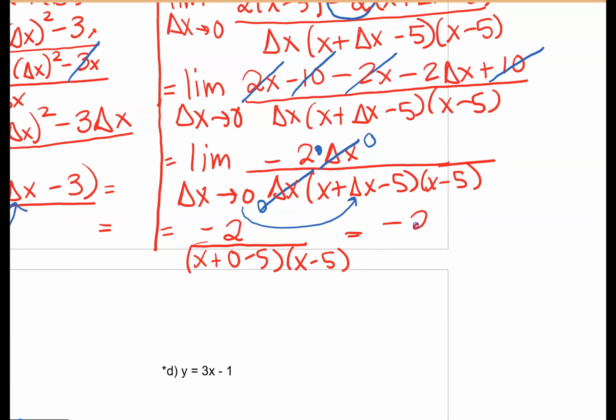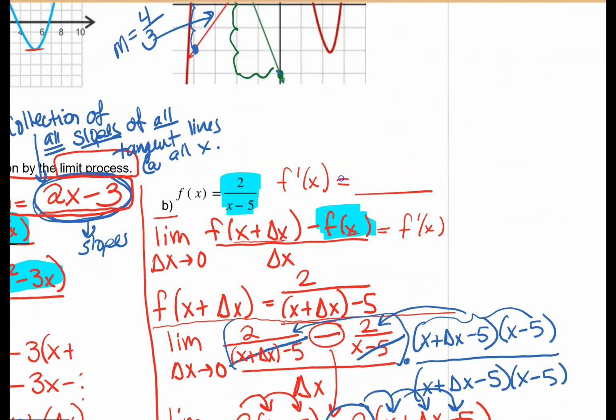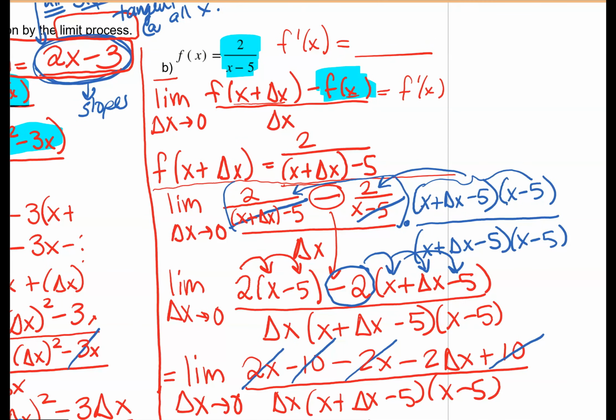So I get negative 2 over the quantity x minus 5 squared, because this basically becomes x minus 5, and then you have these two identical binomials. You can just say they're being squared. So again, what is that? That's my derivative of f, because this is the slopes. These things right here are slopes, right?